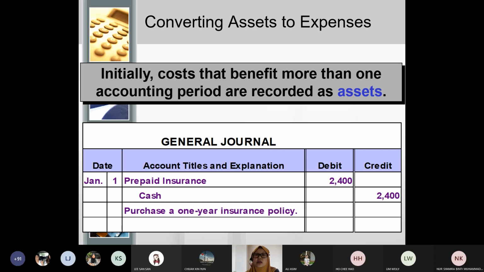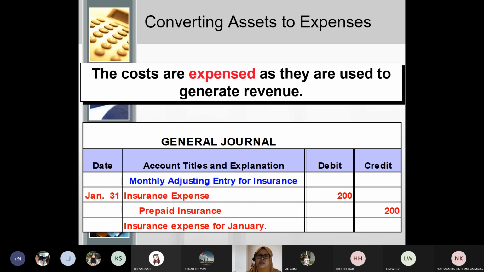So here is the journal entry that we have to make. Firstly, we record the purchase of the insurance policy. For the purchase, we debit prepaid insurance, or unexpired insurance, 2,400. And then we credit, or decrease, the asset account, which is the cash, 2,400.